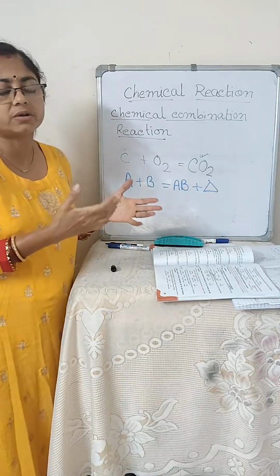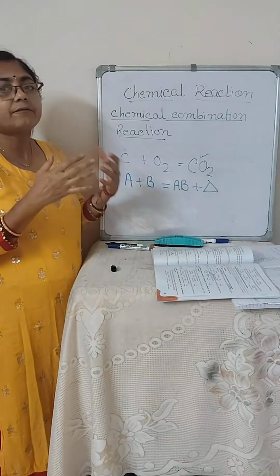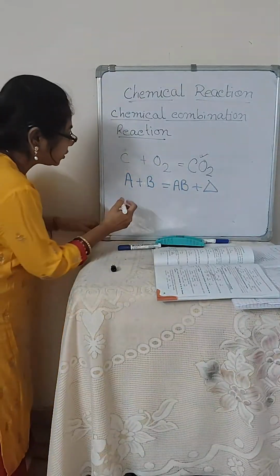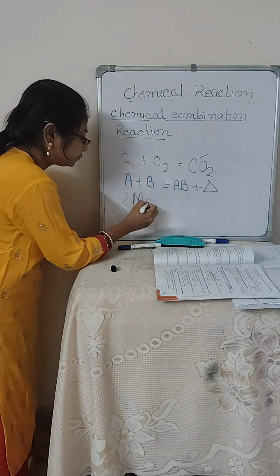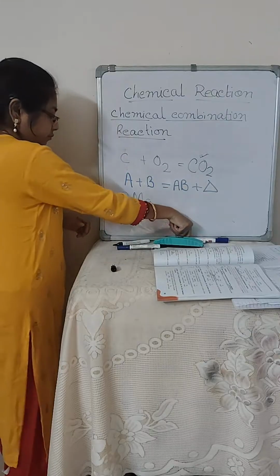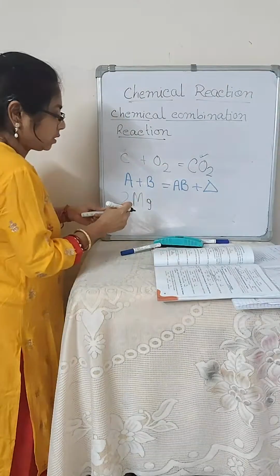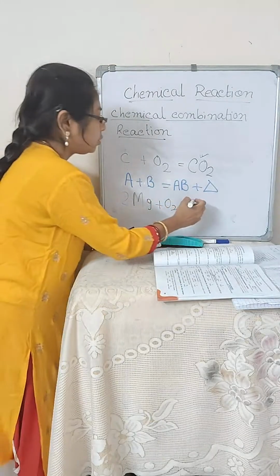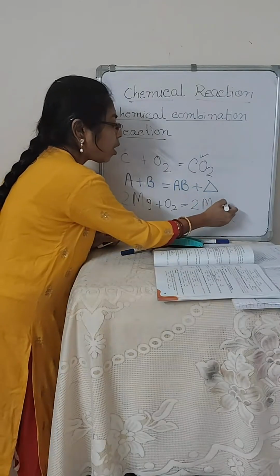Burn means it is reacted with the oxygen. At that time dazzling flame is coming and magnesium oxide is produced. We can write in this way: 2Mg plus O2 equal to 2MgO, magnesium oxide.